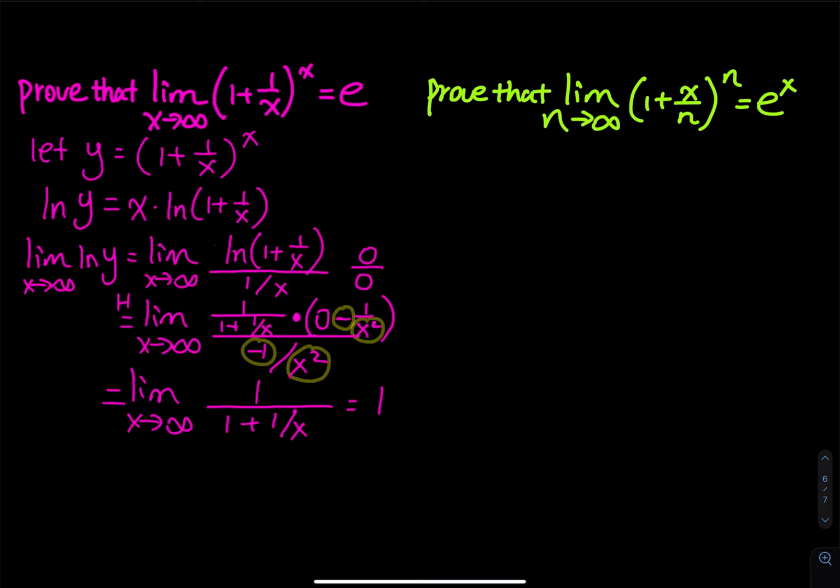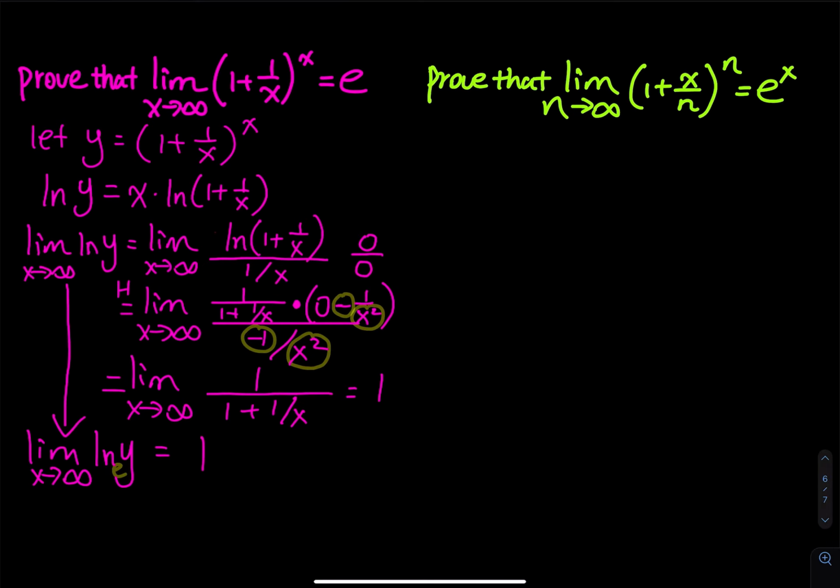However, this is not the final answer yet. So we just did ln y, right? So you have limit as x approaches infinity of ln y. The result is equal to 1. That is what we just did. And then the base of ln is e. So we have to put this back to exponential form. And then the next line is you have limit as x approaches infinity of y equals e to the first power, which is equal to e. What is y equal to?